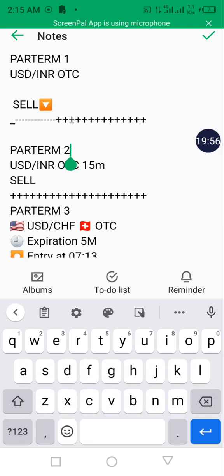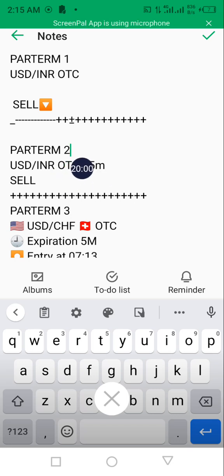Same thing with pattern 2. The pairs, the direction, and everything is dropped at once. So you have to go there and quickly select the pairs and the minute. Although you must have selected the minute, because if you are used to trading that signal room, you must have known the minute and entered it down, so that by the time the signal is dropped, all you need to do is go there and click on sell or buy.